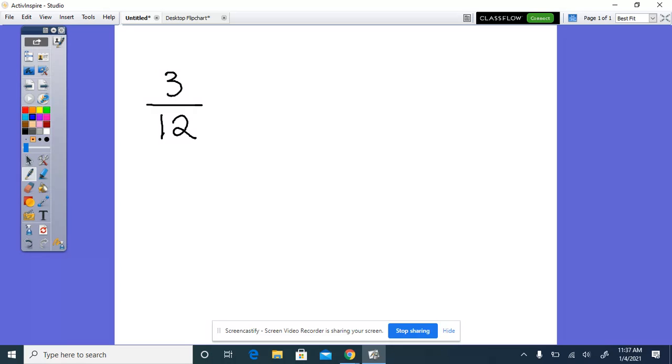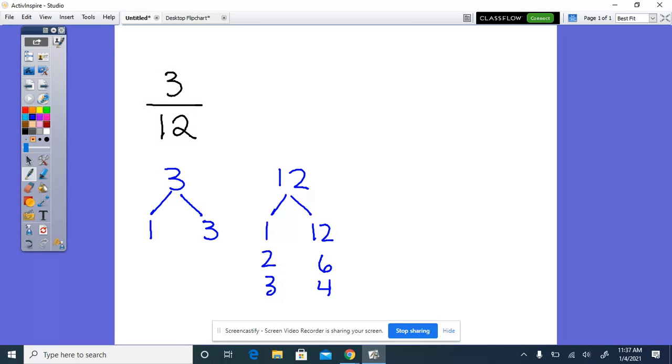So one thing that you can do to decide this is you can list what numbers go into 3. 1 times 3 gives you 3. Is there any other numbers? No. What numbers go into 12? 1 and 12, 2 and 6, 3 and 4. Then if I kept going down on this side, I would say 4 and 3. But since both of those numbers are already listed, I can stop there. You don't have to repeat the numbers that are already listed.